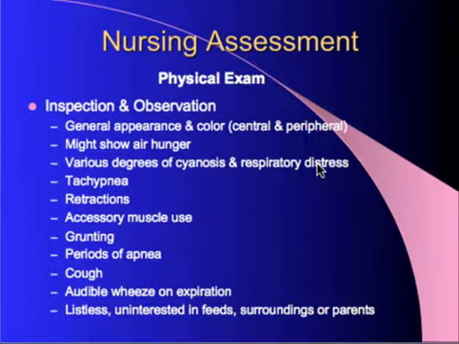For physical exam, inspection, and observation, we want to look at their general appearance and color, both centrally and peripherally. They might show signs of air hunger. They will have various degrees of cyanosis and respiratory distress. They will be tachypneic. They will have retractions. They will be using accessory muscles. You may hear grunting. They may have periods of apnea.